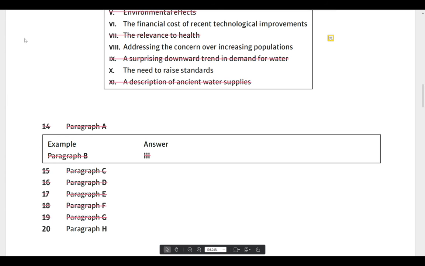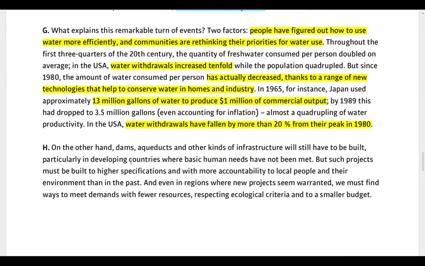only paragraph H. On the other hand, dams, aqueducts, and other kinds of infrastructure will still have to be built, particularly in developing countries where basic human needs have not yet been met. So infrastructures will have to be built. We're going to take that. All right, so where? In developing countries.